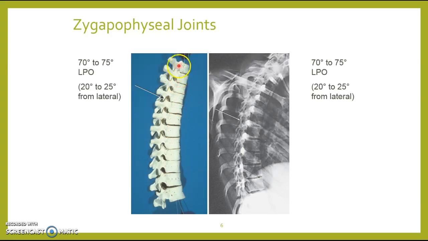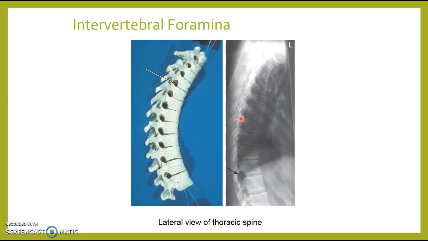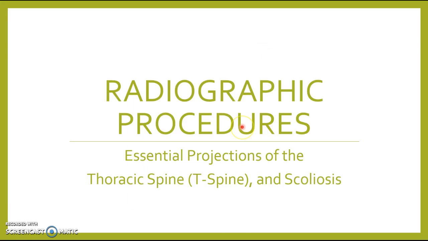Here we have the spine slightly rotated about 20 to 30 degrees in order to identify each of the zygapophyseal joints. As seen here on the radiograph, the space of each zygapophyseal joint. On a true lateral of the thoracic spine is when we will be able to identify the intervertebral foramina. Here we have the foramen, and here are the foramen demonstrated on the radiograph.